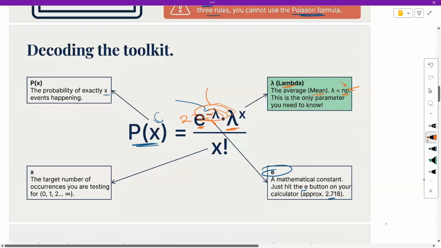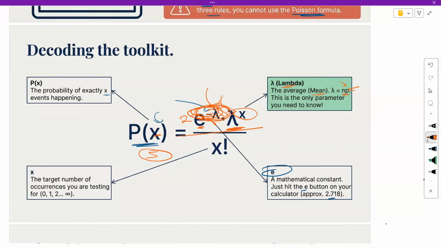So be very careful: this lambda is a power. This is a normal value, and it has a power equal to x. It should be divided by x factorial. X is the target number of occurrences you are testing. For example, the probability of getting 5 customers in a time period, then x equals 5. This is the formula. Now we move on to some questions.